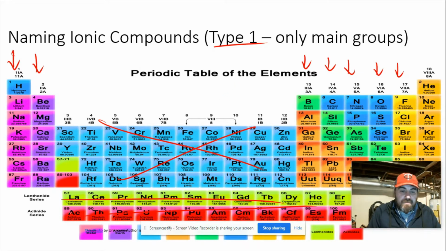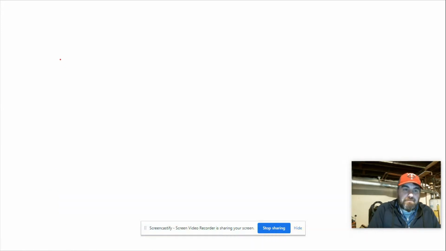Okay, so the way that we're going to do this is I'm going to show you how to name them. We're going to do a couple of practice problems, write a couple of notes, and then we'll be all done. So again, we're just on the main groups for this. Okay, so first step. Let's say we've got a compound. Let's say we pick an element from one of the main groups. Let's go with Be.